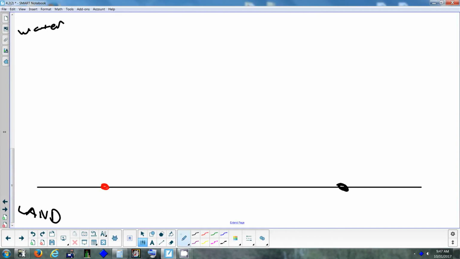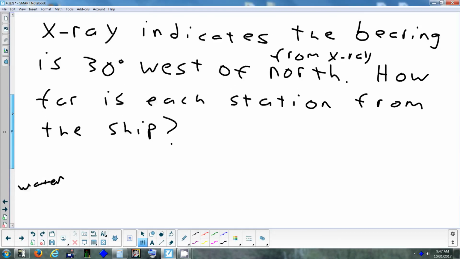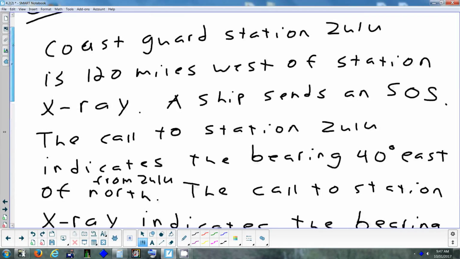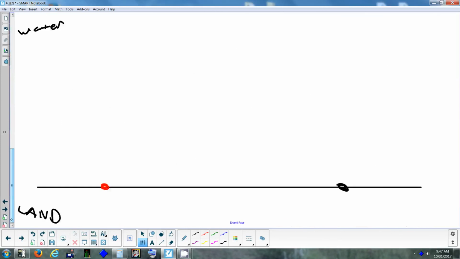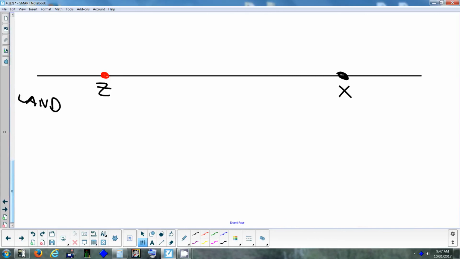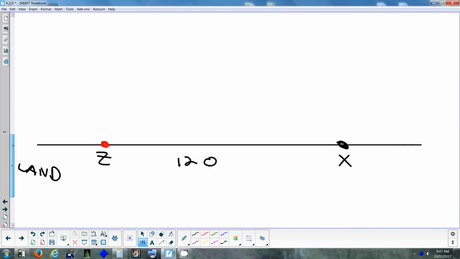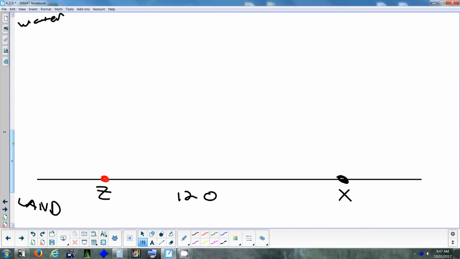Second one. Now they tell us which one is to the west of the other, so we've got to make sure we label it right. Zulu is west of X-ray. West means to the left. Zulu, X-ray, and they tell me how far to the left. Does anyone remember how many miles they said? 120. Okay, we've got a boat. Another boat.